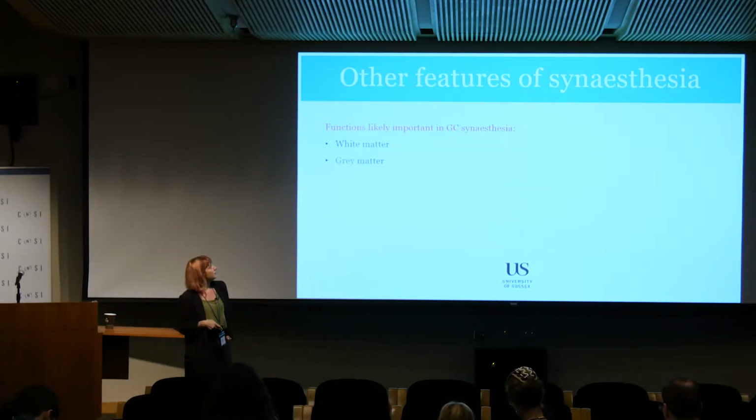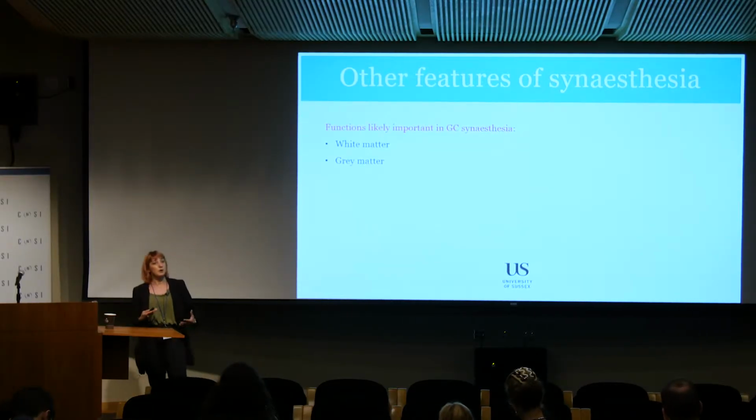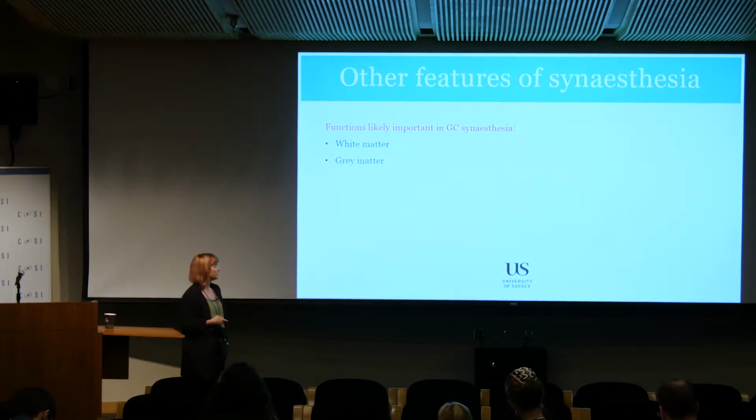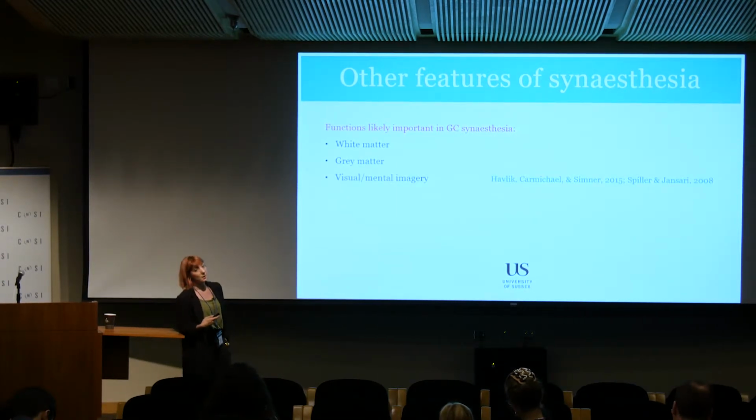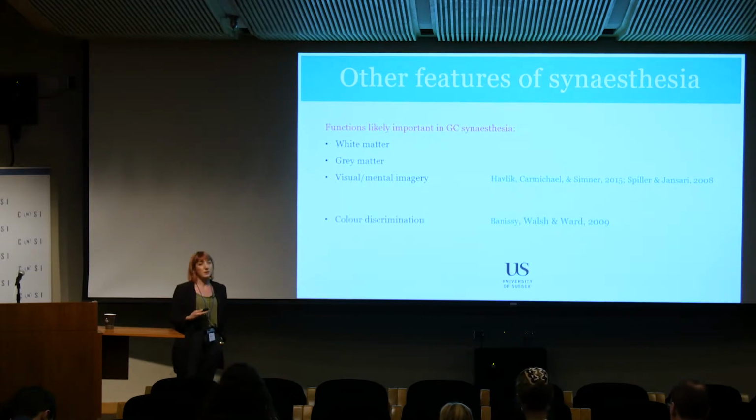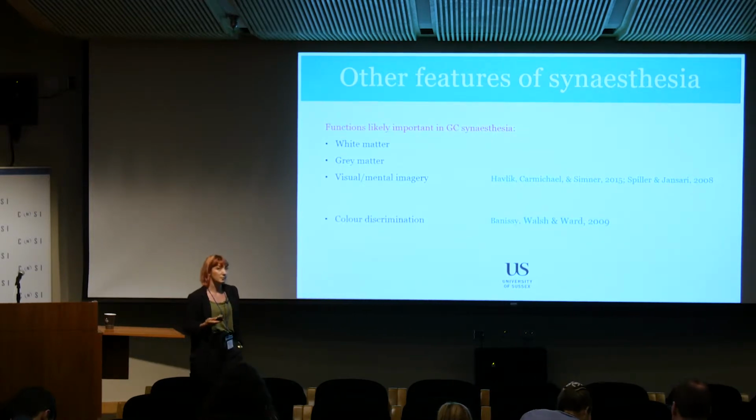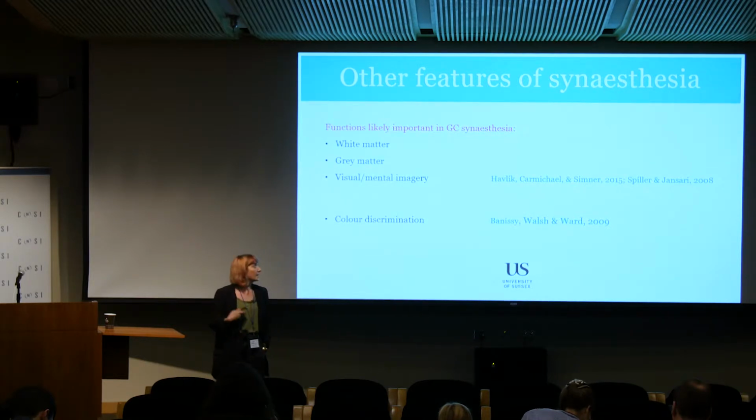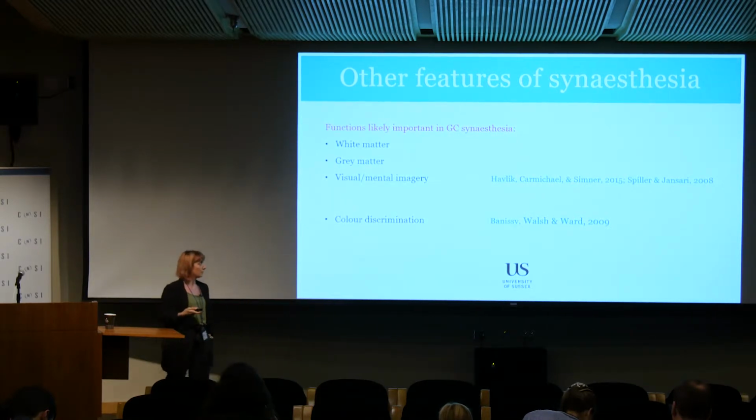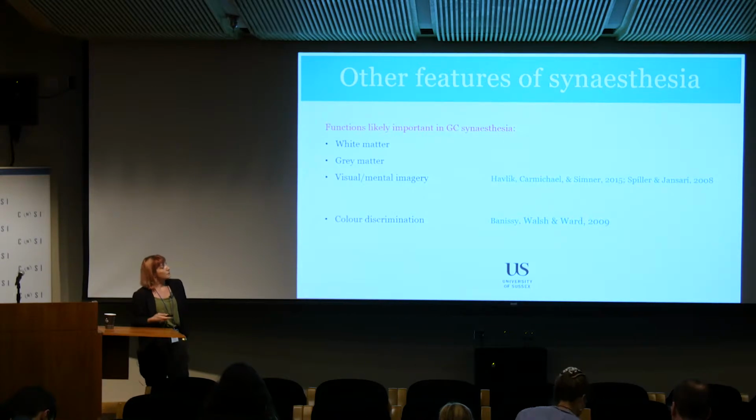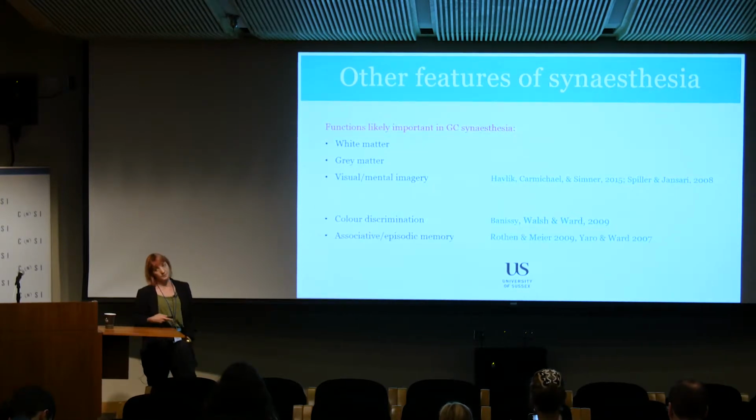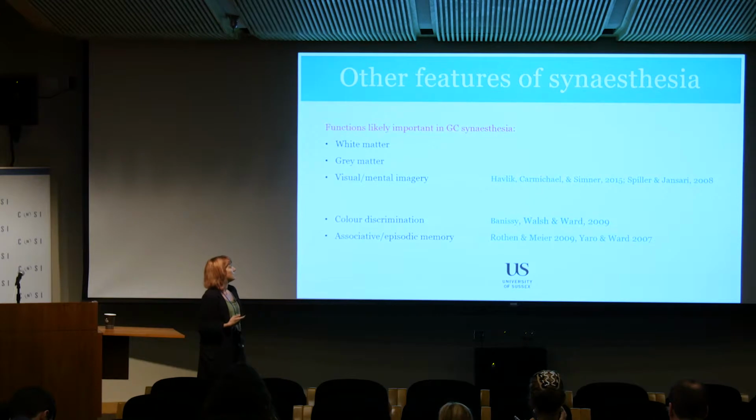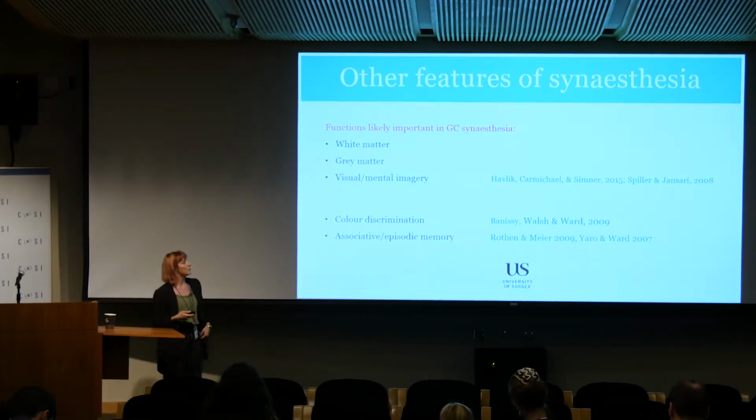So as well as brain differences, there are other special kind of features related to synesthesia. So synesthetes tend to have better visual and mental imagery. They tend to be better at color discrimination, and this is thought to be because they experience color a lot more than non-synesthetes do, and because the kind of brain areas related to color are more active. They also are better at memory tasks, which require the associations of different things together, as well as a memory within context.